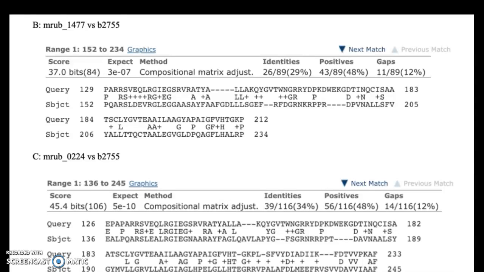These are the NCBI protein BLAST alignments between mRub1477 and B2755, and mRub0224 and B2755. The mRub1477 alignment has an identity score of 29% and an e-value of 3 times e to the negative 7th, so it is significant. The mRub0224 alignment has an identity score of 34% and an e-value of 5 times e to the negative 10th, so it is also significant.